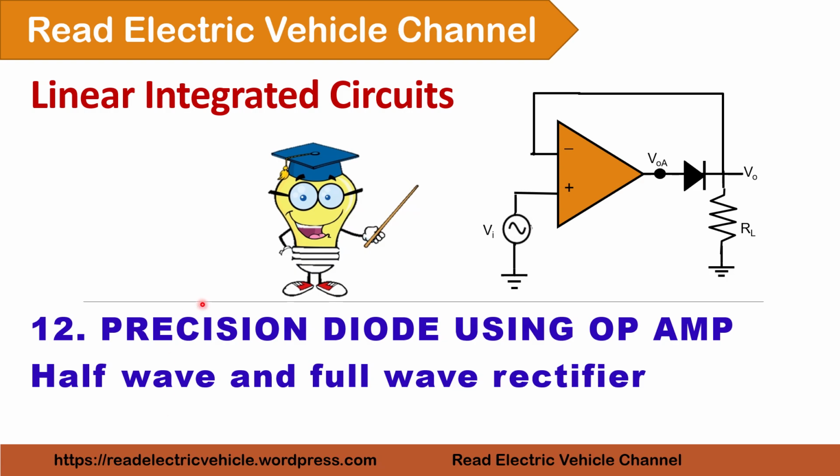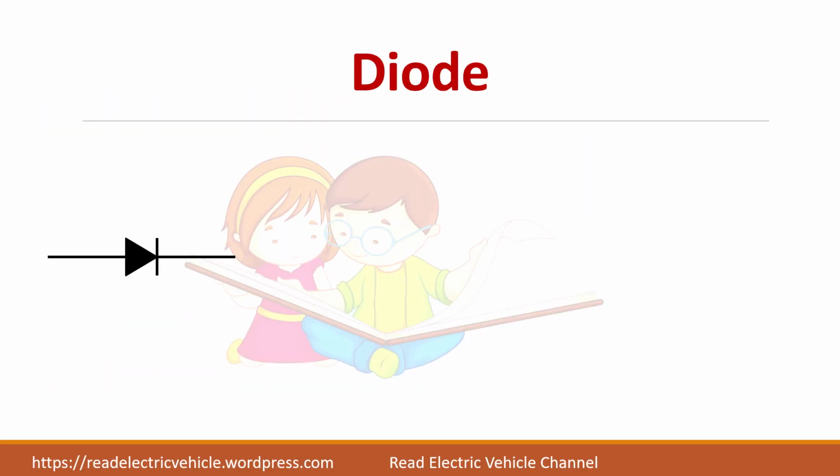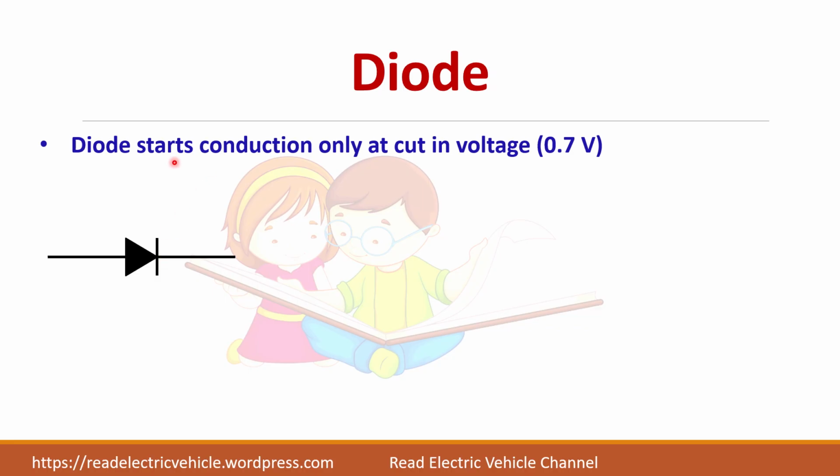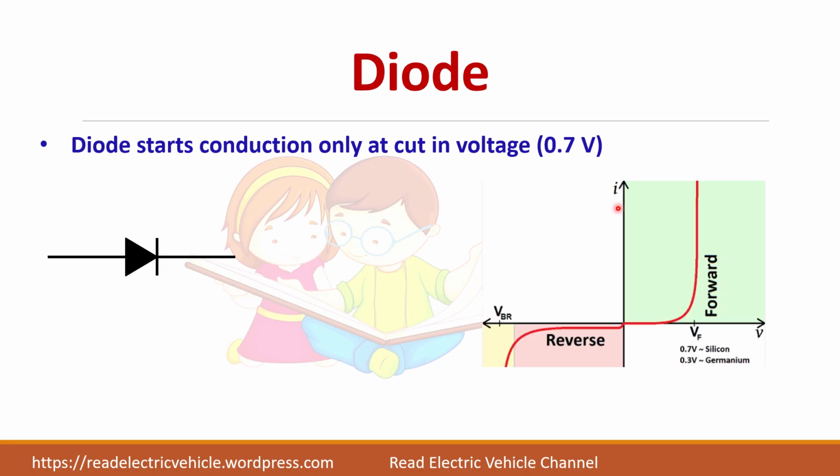In this video, let us learn about precision diode and how to use it for half-wave rectification and full-wave rectification. We all know that a diode starts conduction only at its cut-in potential. If you see this IV characteristics, this should be the ideal characteristics. That is, as soon as you give the input voltage, the diode should start conduction. But a practical diode will start conduction only after the cut-in potential of 0.7 volt if it is a silicon diode.